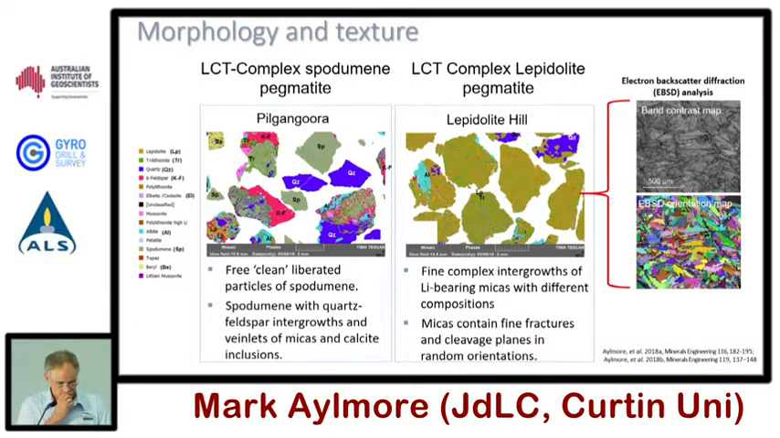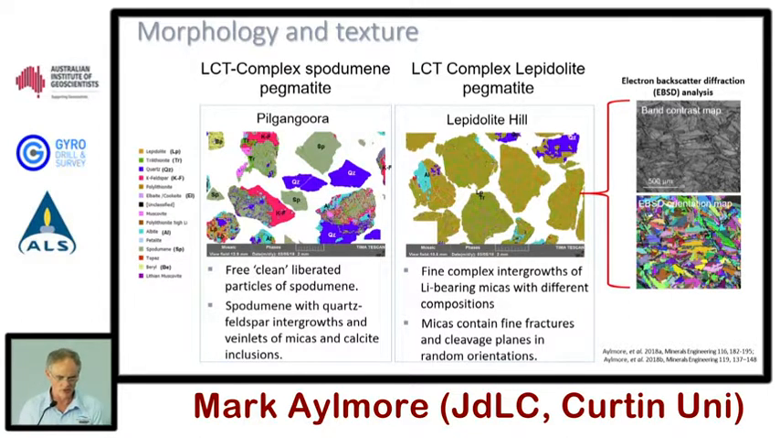Morphology and textures are important when looking at these things. Each of the ores can have different lithologies with different textures. Even for spodumene, you can get clean grains, as seen on the left-hand side, or you can get different degrees of alteration or intergrowths through the micas and calcites. And even the lepidolite, which is mainly just a lithium mica, can be quite complex in its structure, as seen on the right-hand side there.